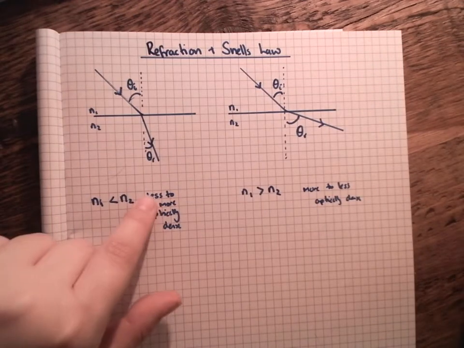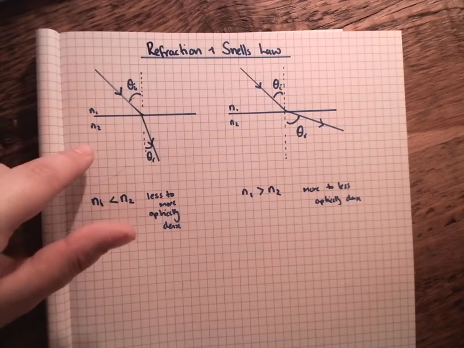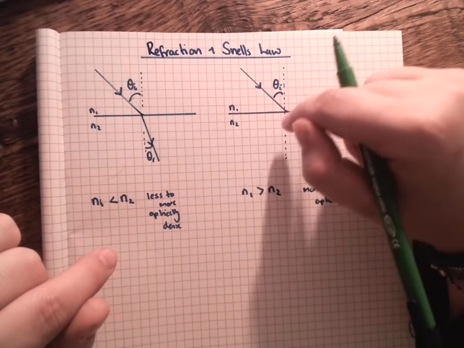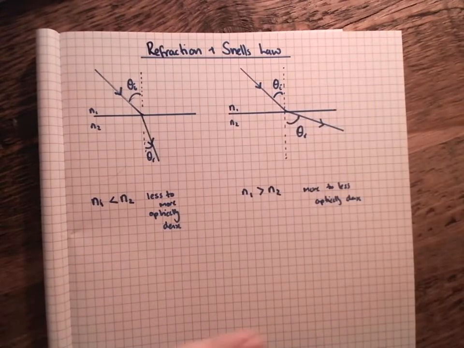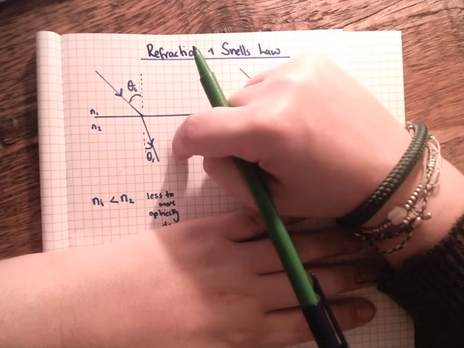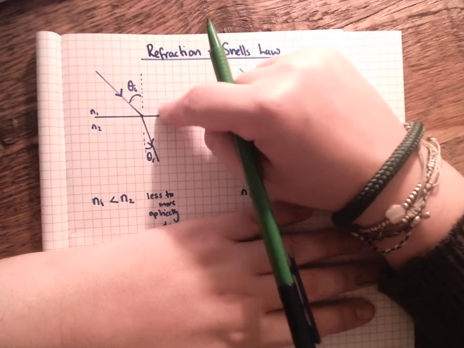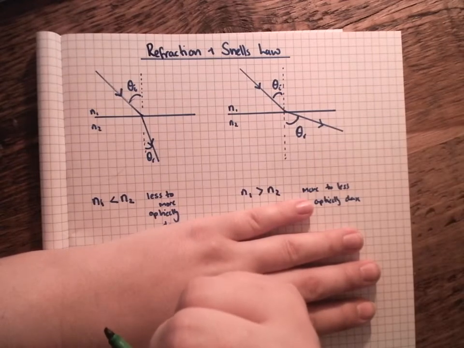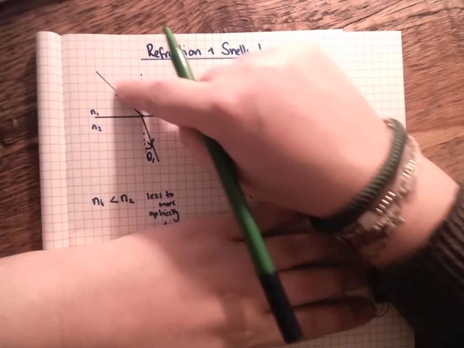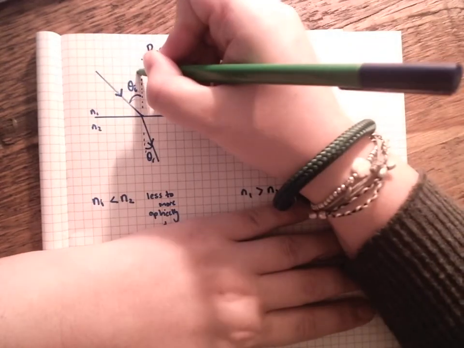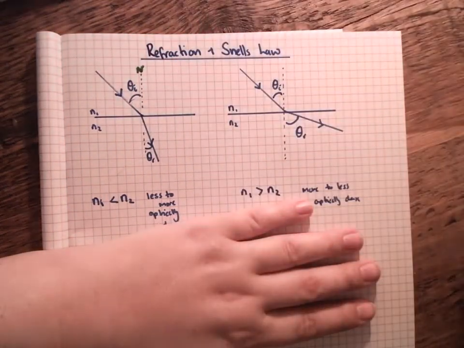It could be going from a less optically dense medium into a more optically dense medium, or it can be going from a more dense medium into a less optically dense medium. So I've got the two different situations here. If I'm looking at this, and let's say it's going from a less dense medium to a more dense medium, as it goes into a more dense medium, it's going to slow down. So that's the first thing, it's going to slow down, and that means that it's going to bend and turn, and it's going to turn towards the normal line.